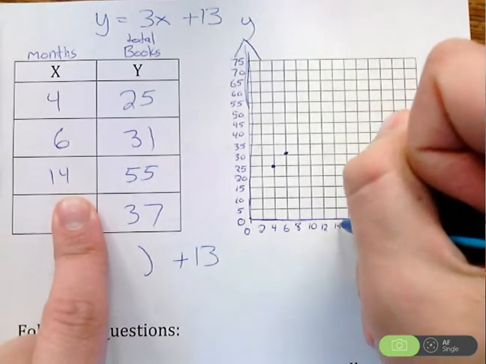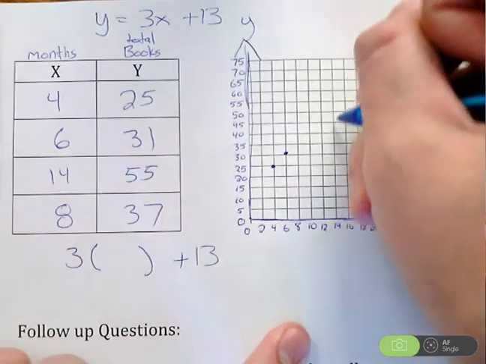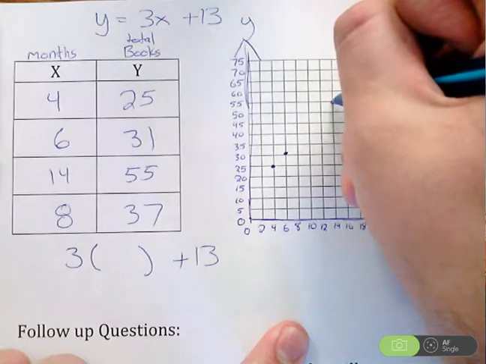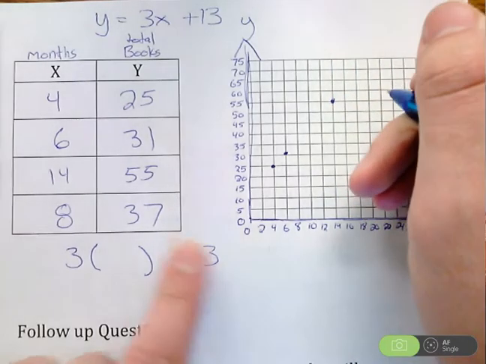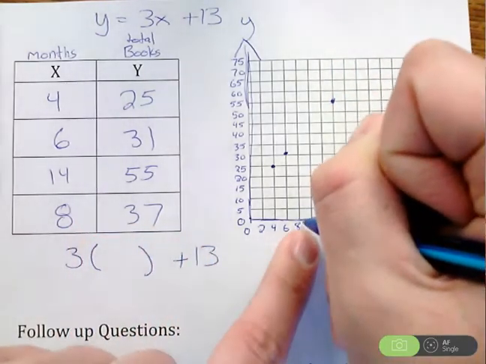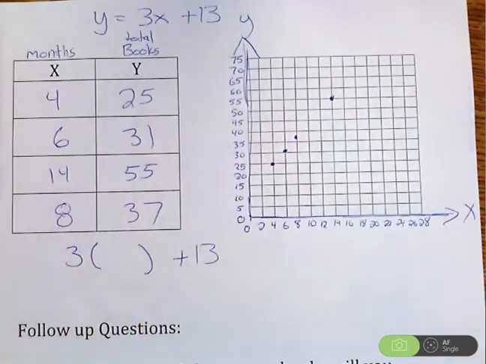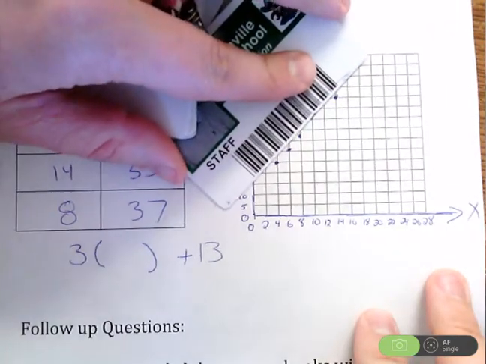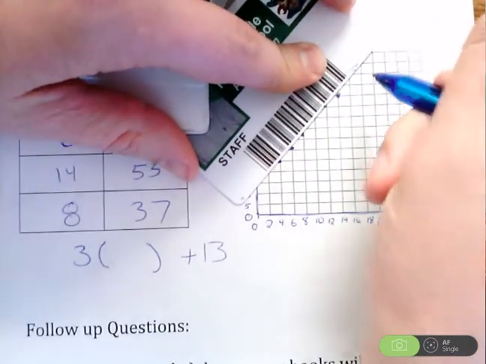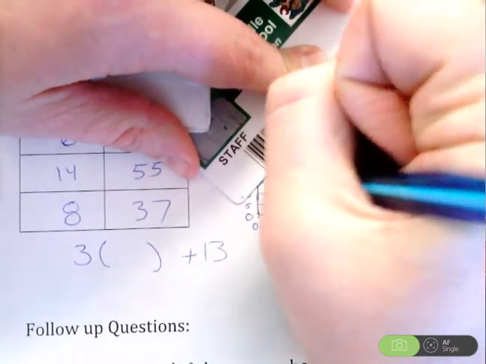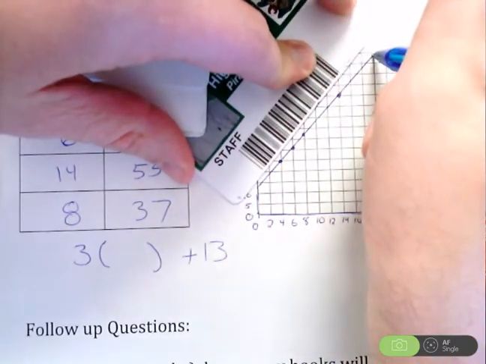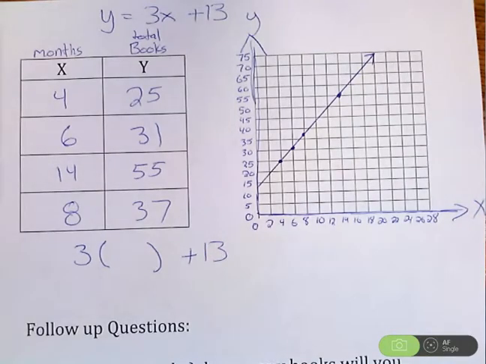14, 55, so I'm going to go all the way down to 14, all the way up to 55, which is right here. And then 8, 37, so there's 8, 37 right here. Now since there's estimating, it might not fall in line perfectly, but it should be pretty close. So I'm going to take a straight edge here, line them up, and draw a line. So there is my graph.